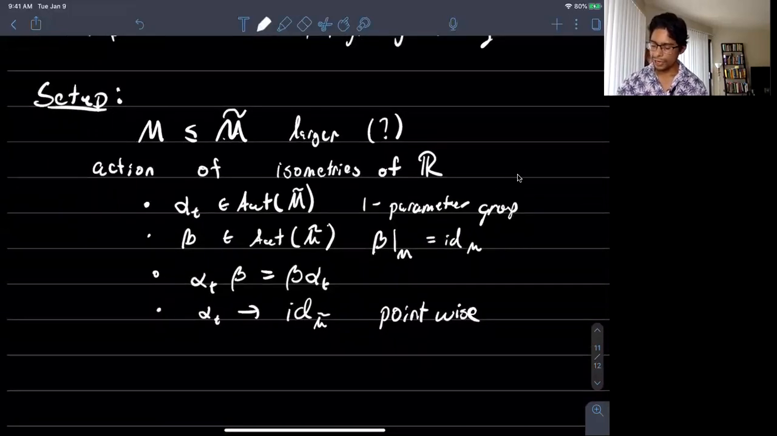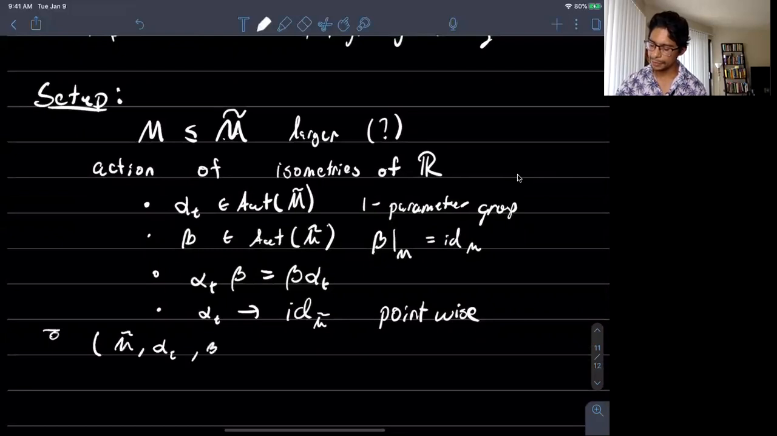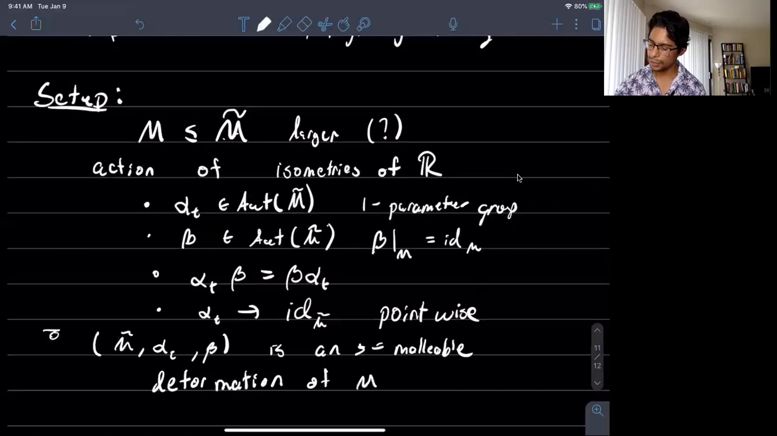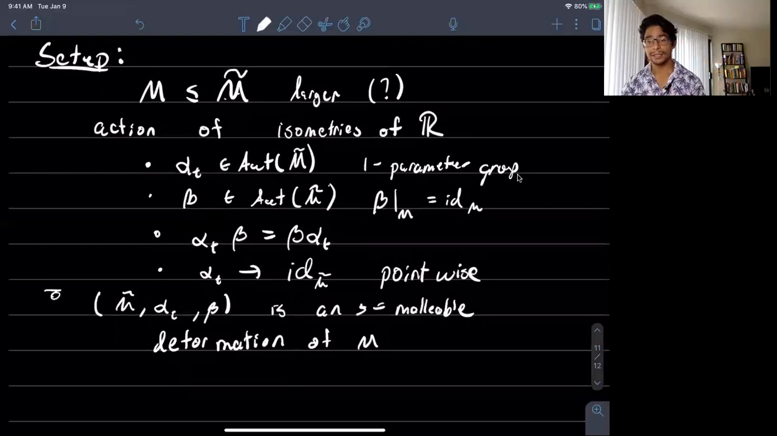And this whole framework that I have, this whole setup up here, this pair M tilde, alpha t, and this beta is an s-malleable deformation of M. Go to a larger space, allow it to flow and deform. So at least to me, that's the name, and it makes sense.